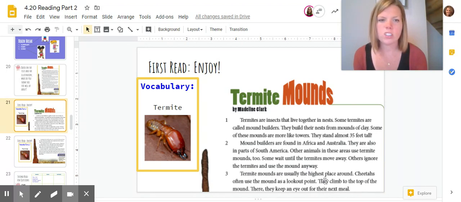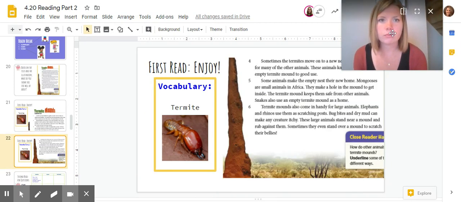Termite mounds are usually the highest place around. Cheetahs often use the mound as a lookout point. They climb to the top of the mound. There they keep an eye out for their next meal.